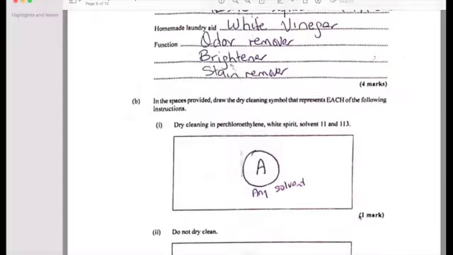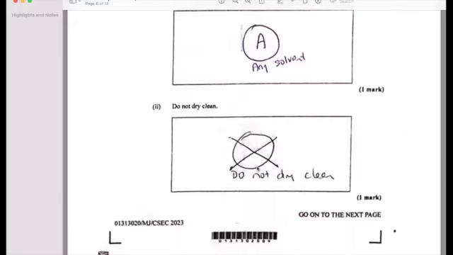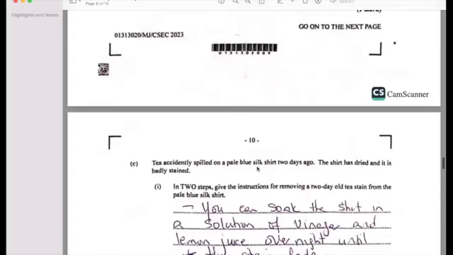This one is asking you to give a drawing of a dry cleaning symbol, and the dry cleaning symbol for the solvent will be the A, and you just put a circle around it, 1 mark. This one says do not dry clean. So you know dry clean, you have the circle, and you put the X in it, and you have do not dry clean, 1 mark. Okay, let's go quickly.